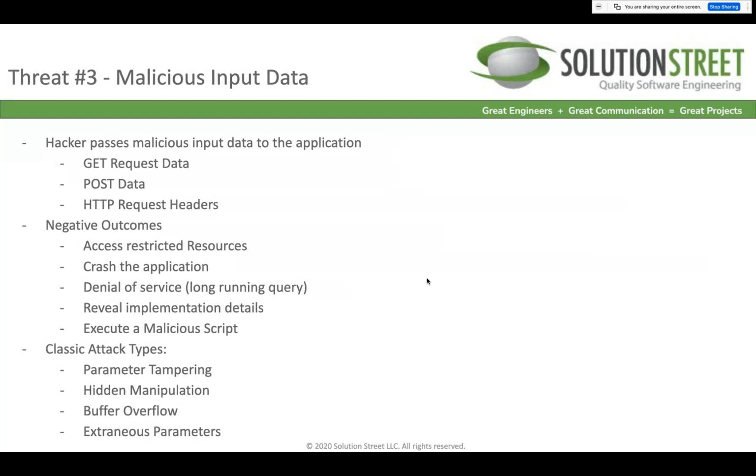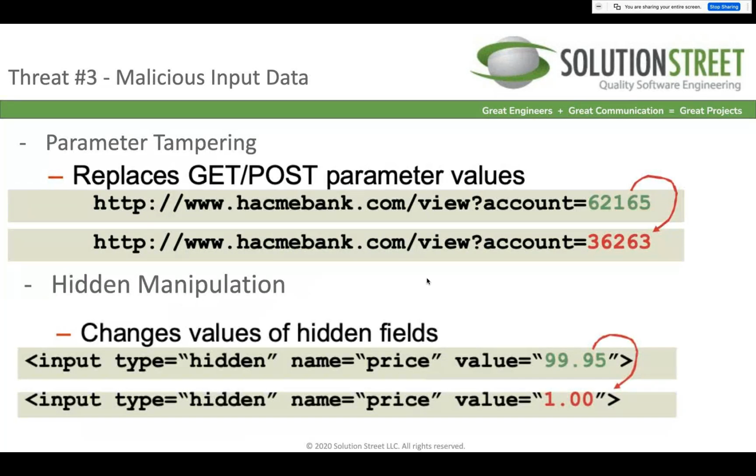So threat number 3 is malicious input data. In this case, a hacker passes bad GET request data, POST request data, bad headers, and they're looking to see stuff they shouldn't, break the app, make the app slow down, find out more about the app, or even in some cases, execute a script on their behalf. So we're going to go through a few of these.